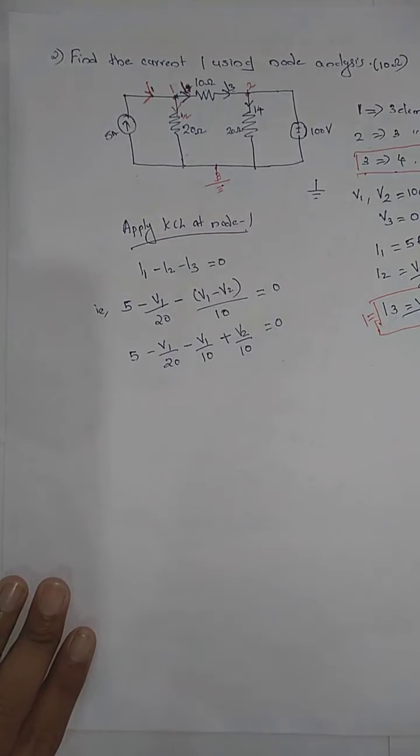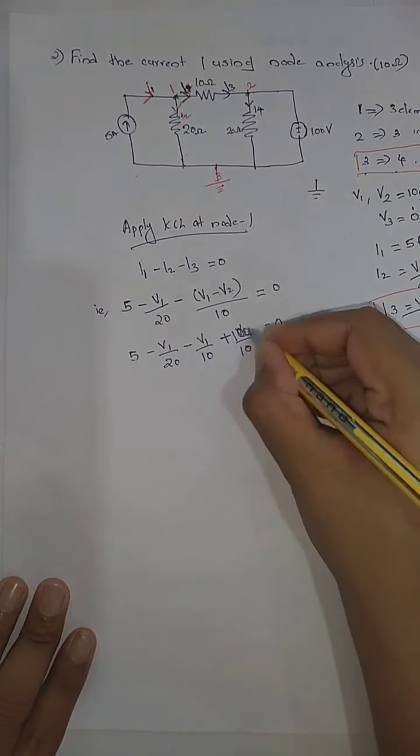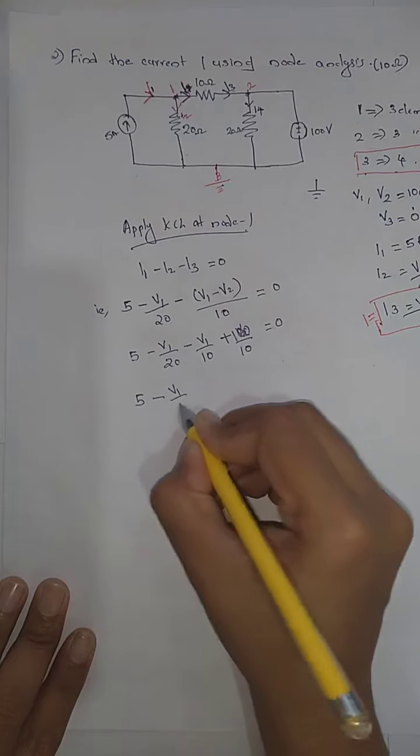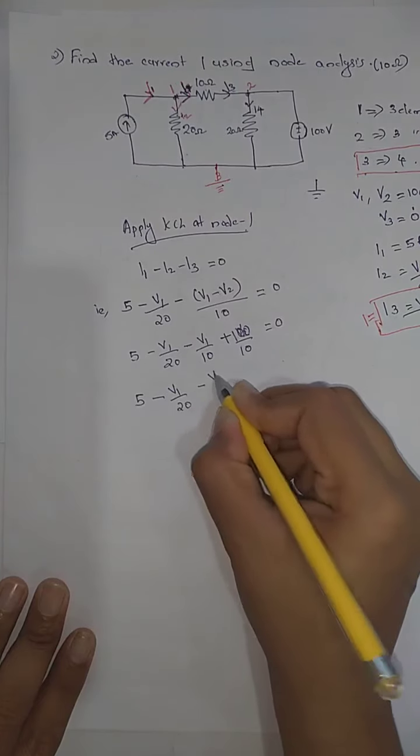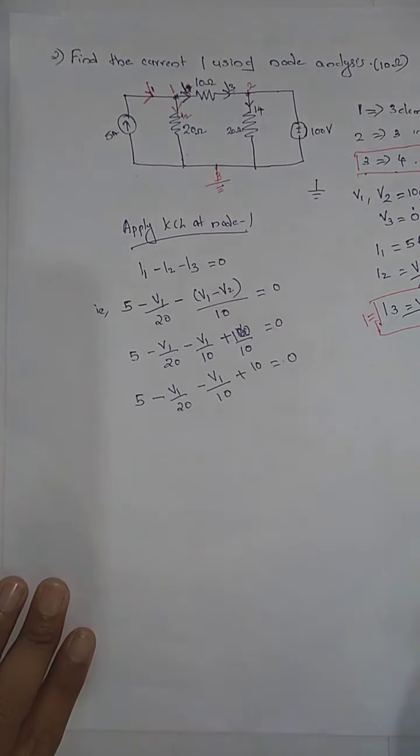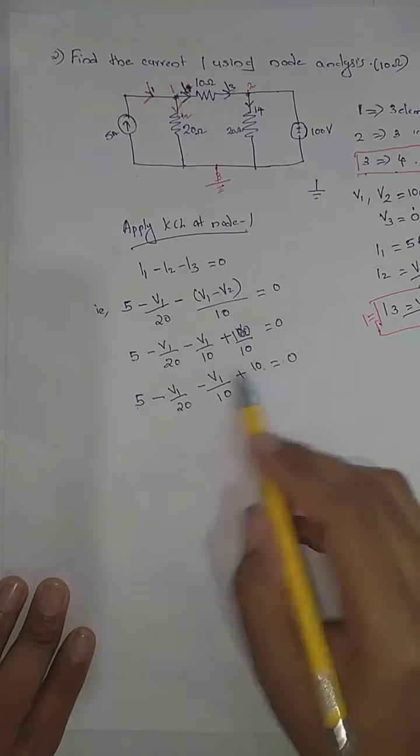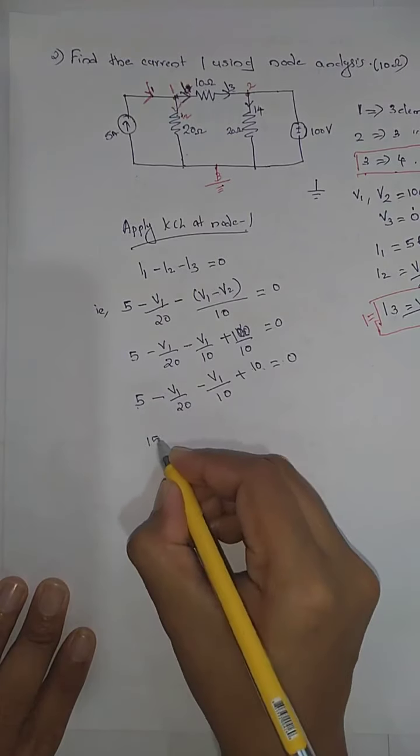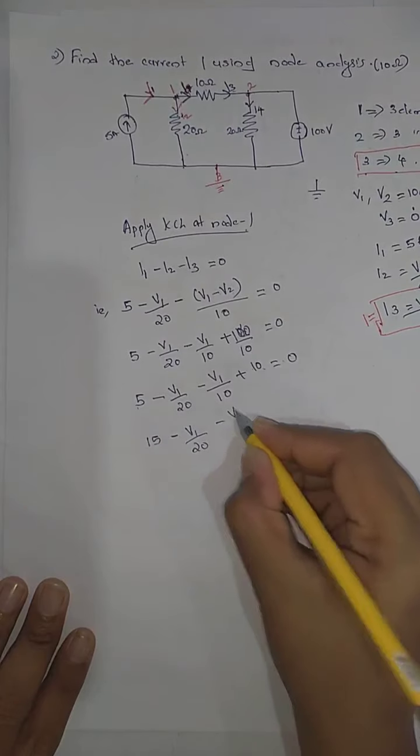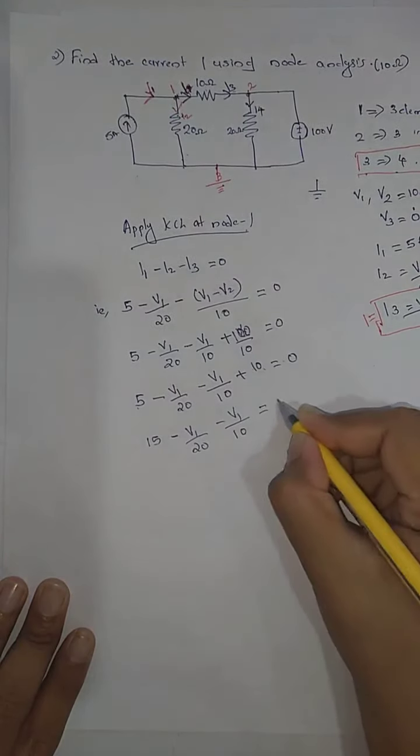V2 by 10 is equal to 0. Okay. Then what is V2? V2 value we have already found as 100, isn't it? So I am replacing it with 100. Then my equation will be 5 minus V1 by 20 minus V1 by 10 plus 10 is equal to 0. I can directly write 5 and 10 as 15, isn't it? 15 minus V1 by 20 minus V1 by 10 is equal to 0.